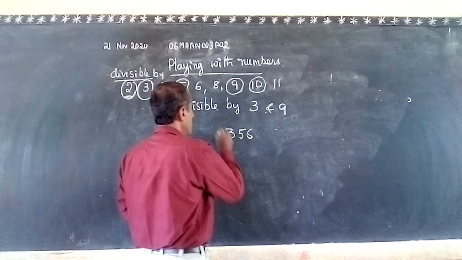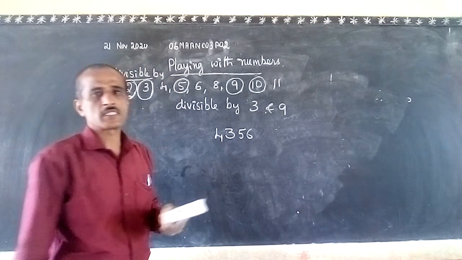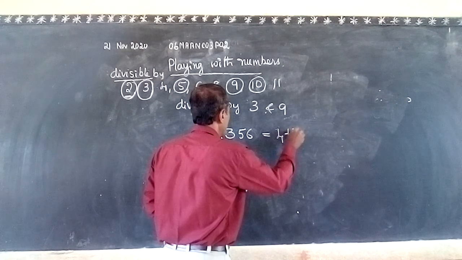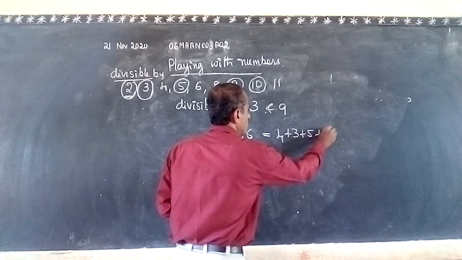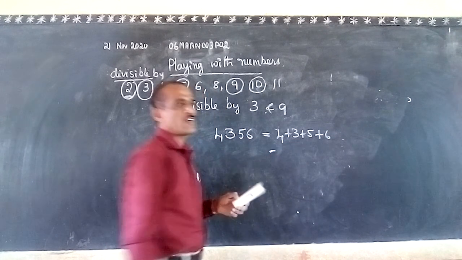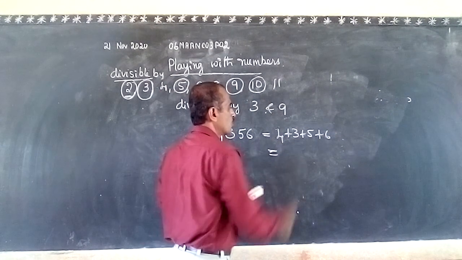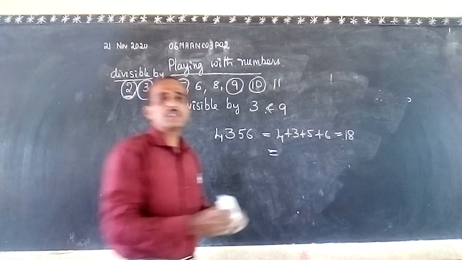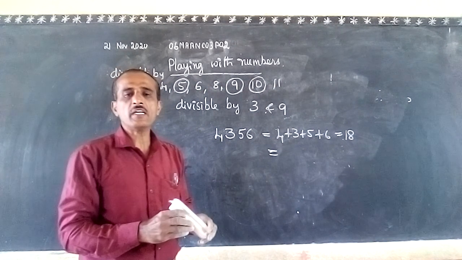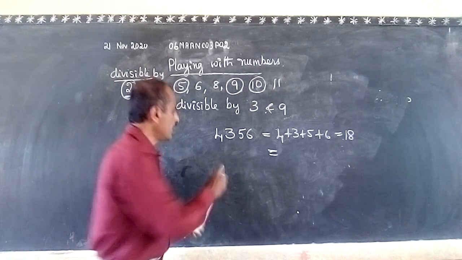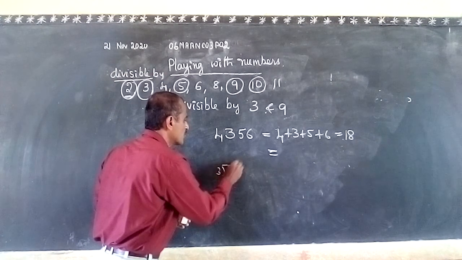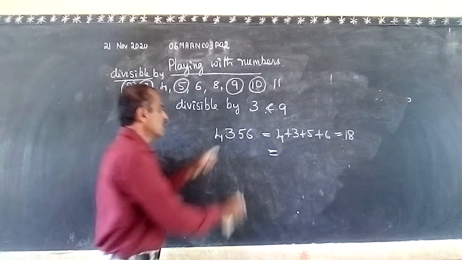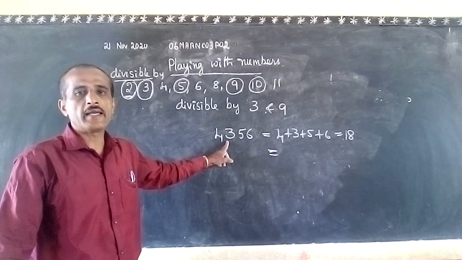4356. Whether it is divisible by 3, see 4 plus 3 plus 5 plus 6. What is the sum? 4 plus 3 is 7. 7 plus 3 is 12. 12 plus 6 is equal to 18. Whether 18 is divisible by 3 completely? Yes, we can divide 18 by 3, 6 times. 18 divided by 3 means how much? 3 sixes are 18. Remainder is 0. Therefore, this number is also divisible by 3.